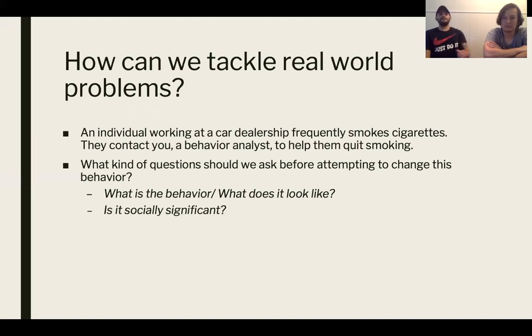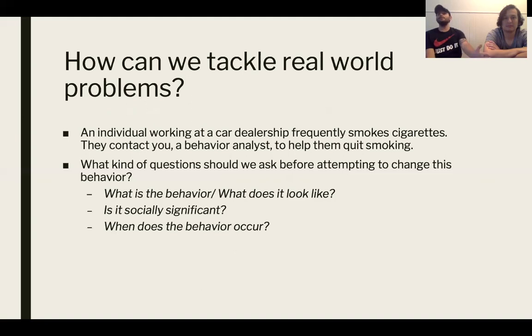And after that, is it socially significant, right? You remember from our previous lecture, is it socially significant to the individual, even though it might not be socially significant to society, or it might be both, right? But how is it important to the individual, and how is it practical for them immediately?